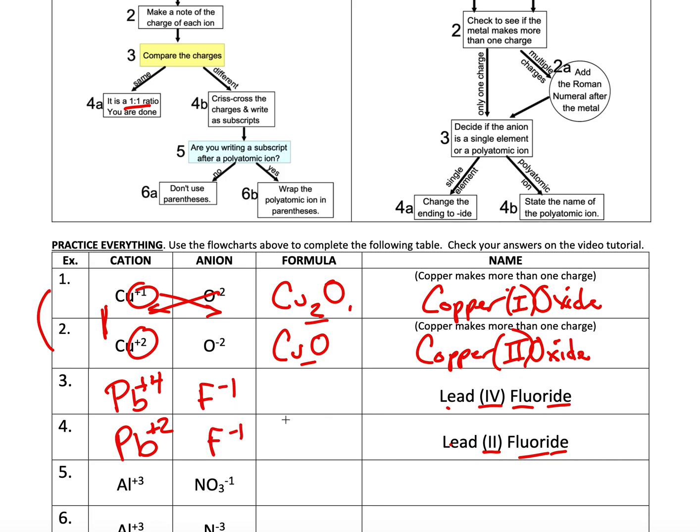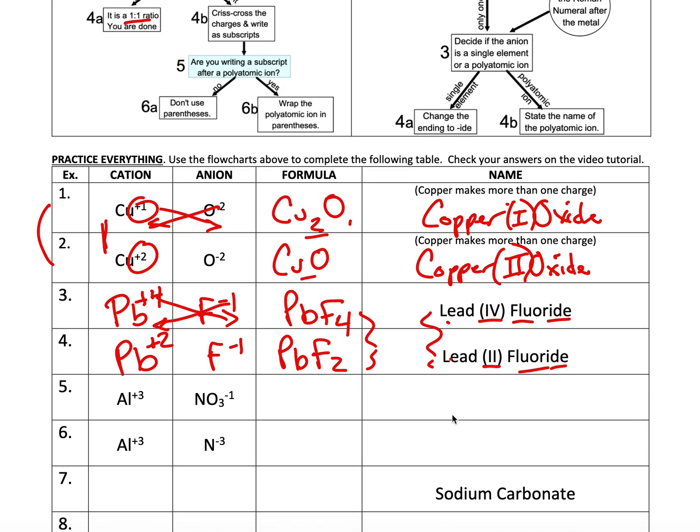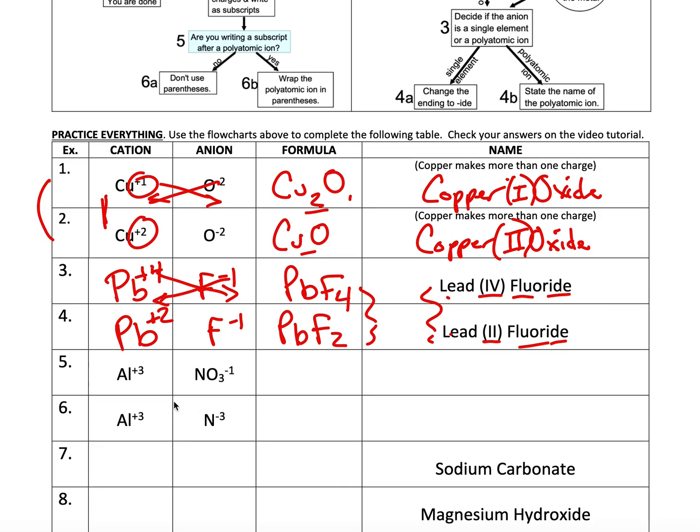Anions are boring. They always make the same charge. So we crisscross it. Pb gets the 1. The 4 goes after the F. PbF4. This one, crisscross it because they're not the same. So we do PbF2. So again, we got 2 different formulas, 2 different compounds. Even though they have the same elements, the charges are different.